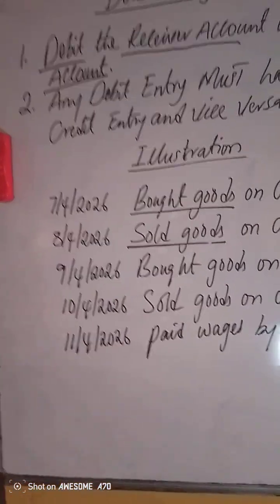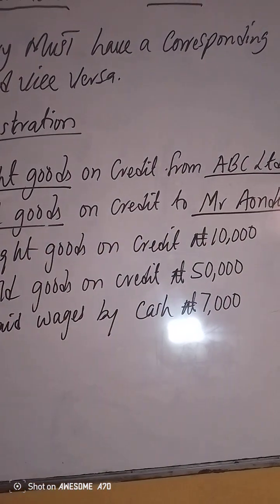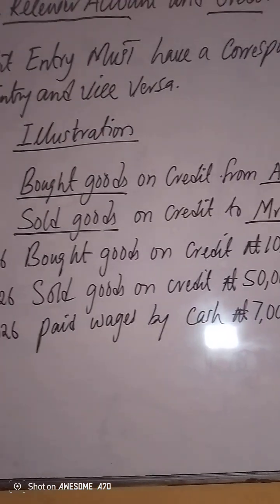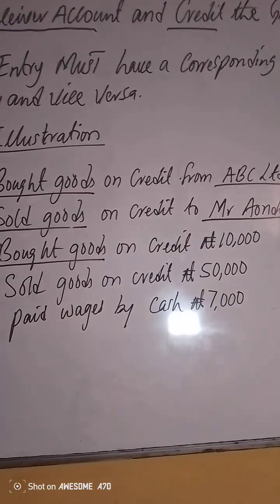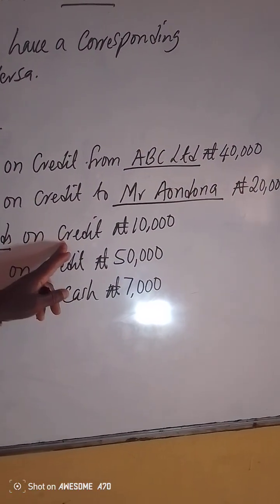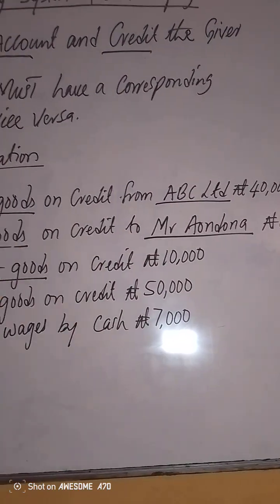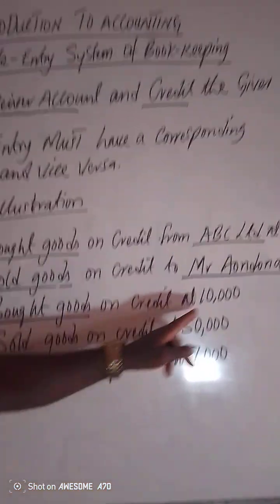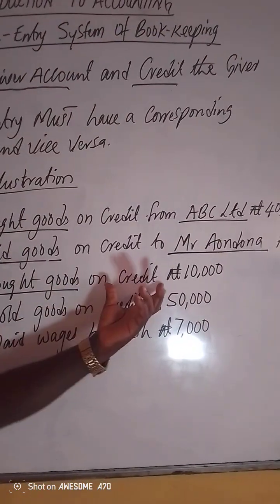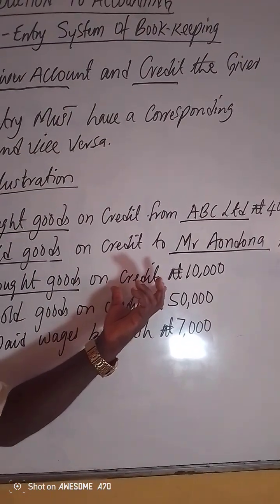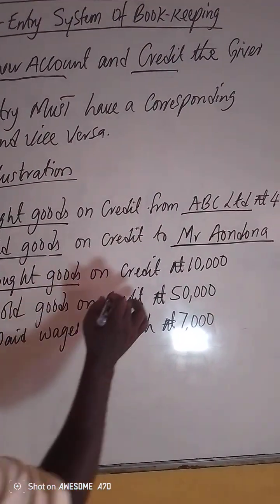We now say bought goods on credit, 10,000. Here, bought goods means purchases, while the name of the person giving the goods is withheld. Just say bought goods on credit, 10,000. As well, the business is buying goods on credit, and the name of the person the goods are purchased from is not mentioned. Here, don't open a credit account.